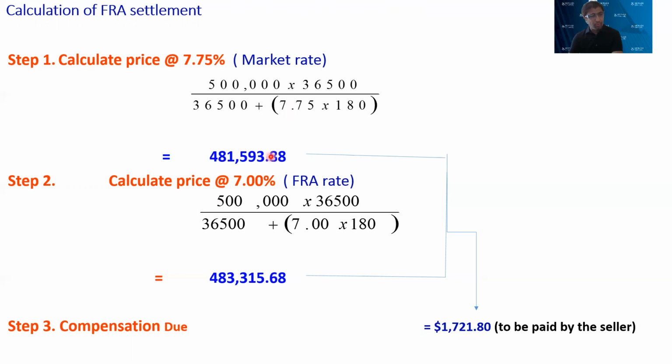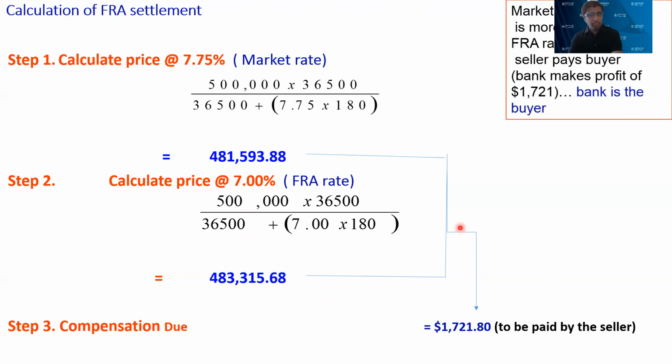How did we get it? We get it from this calculation, where we calculate according to 7.75 and according to 7%, and take the difference. And we know that the compensation is to be paid by the seller.